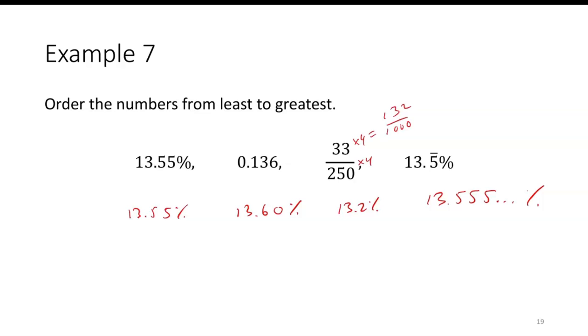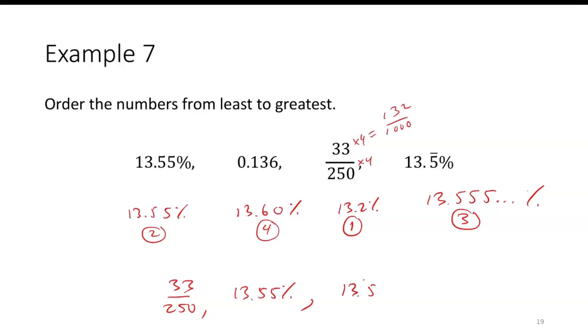So the least is that 33 over 250. This is the least right there, 13.2%. And then 13.55 would be next. 13.5555 repeating is the next, and the largest is the 13.6. So from least to greatest, 33 over 250 is the smallest. Next is the 13.55%. Next was the 13.5 repeating percent. And the largest was the 0.136.